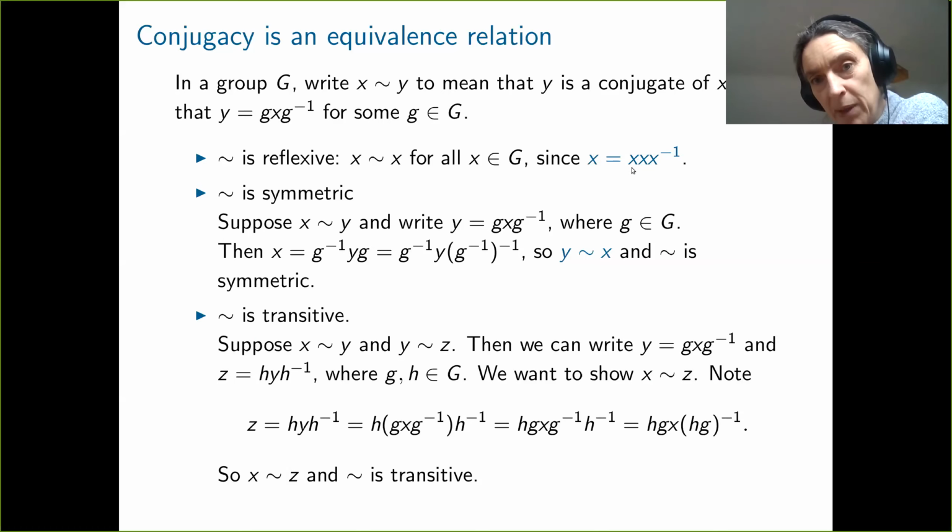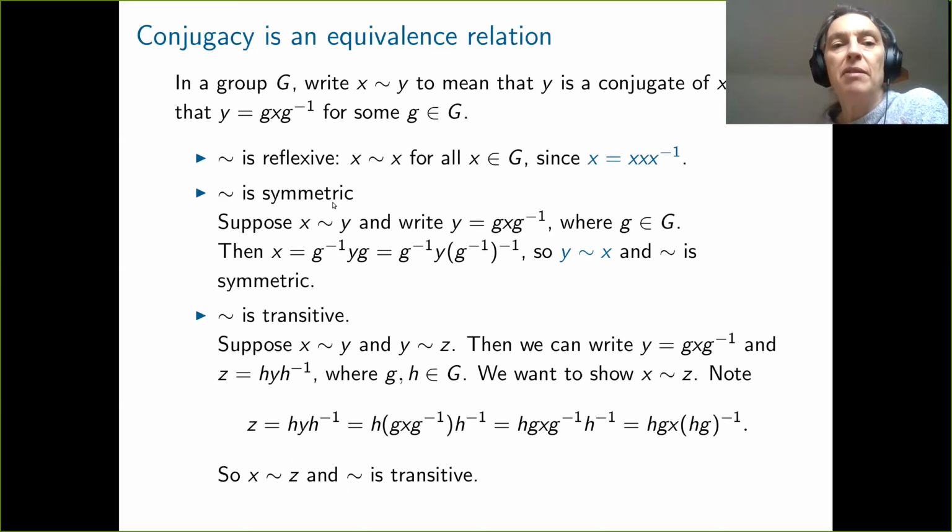That's a conjugate of x because it's x multiplied by something in front and the inverse of that thing behind. It's also plainly equal to x because the x and the x inverse cancel here, leaving us with just x. So x is conjugate to itself. If you don't like this description, you can take identity here and write identity x, identity inverse, which again is just x. So every element in a group is conjugate to itself.